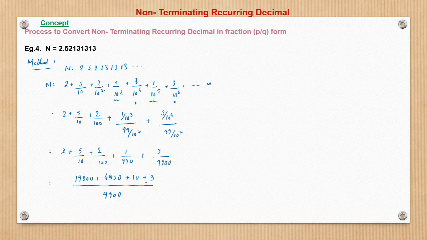So this we will add, it becomes 19800 plus 4950 plus 13, right? So this is nothing but 24763 upon 9900. So this is using the basic approach. Now we will take the method 2.